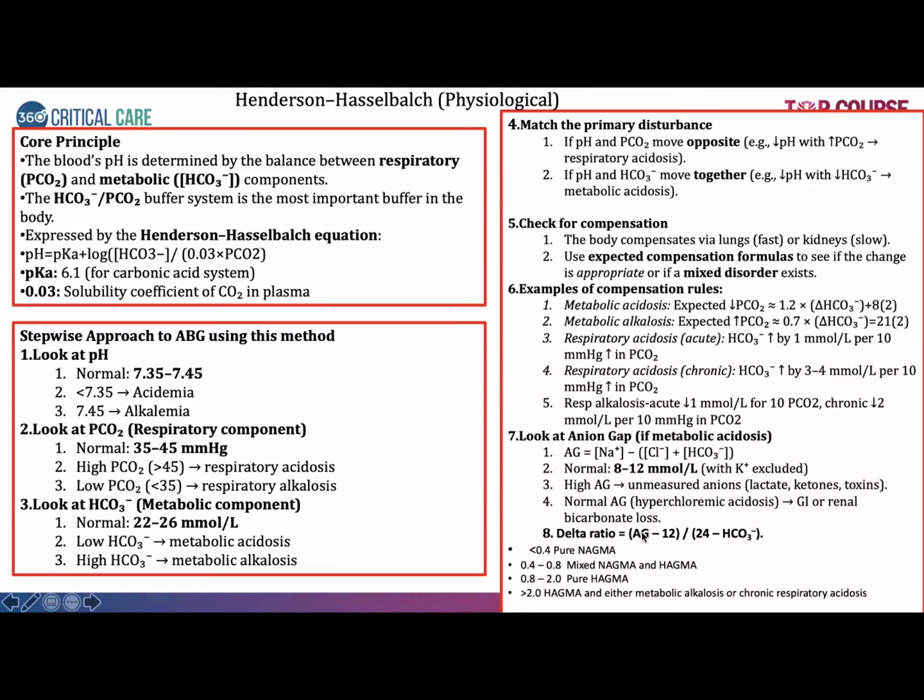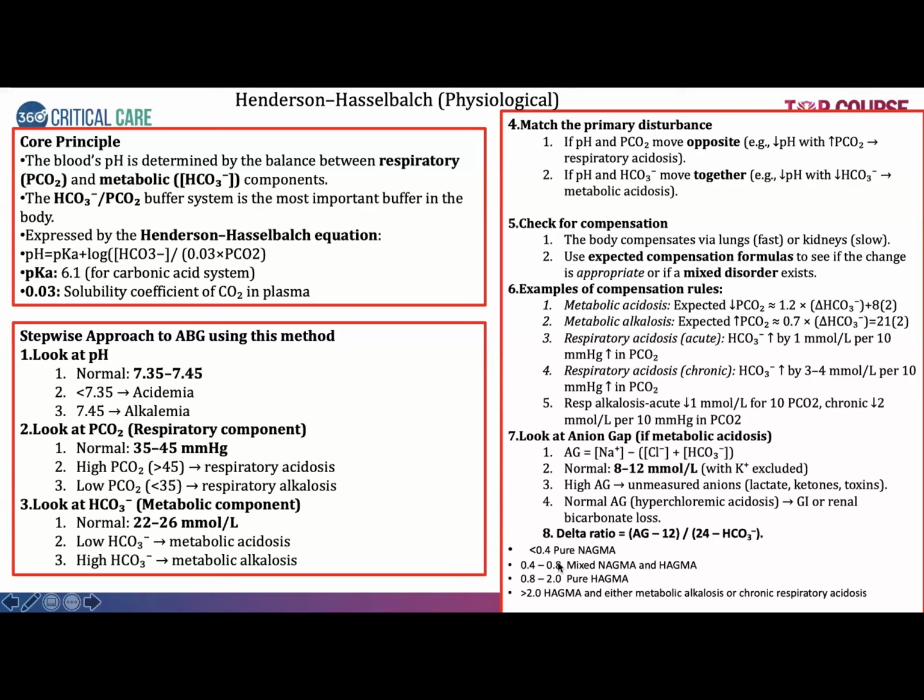Next step will be looking at the delta ratio, delta anion gap divided by delta bicarbonate gap. So if it's less than 0.4, it's pure anion gap metabolic acidosis.